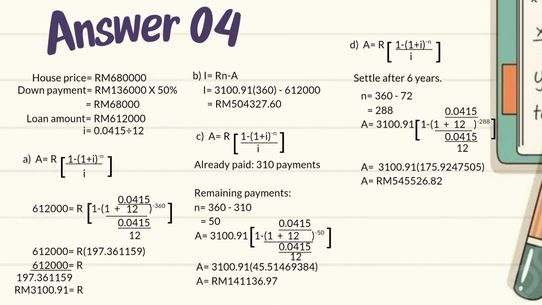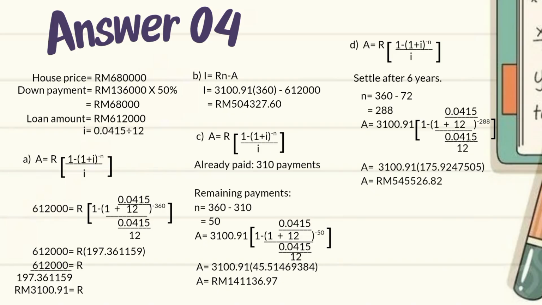I equals 0.045 over 12. N equals 30 times 12, so we get 360. Okay, now we just put all of these amounts into the formula. 612,000 equals R, open bracket 1 minus open bracket 1 plus 0.045 over 12 close bracket to the power of negative 360, over 0.045 over 12 close bracket. So the answer is RM 3,100.91.